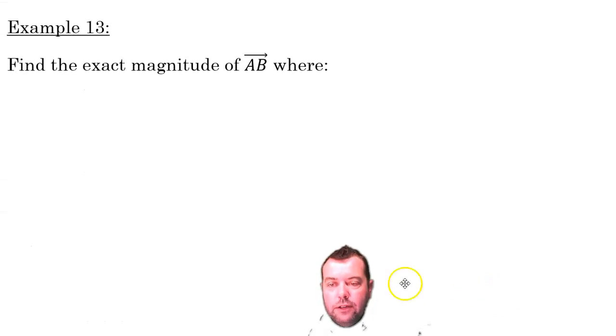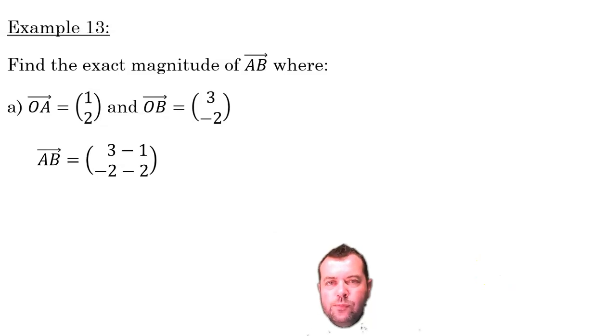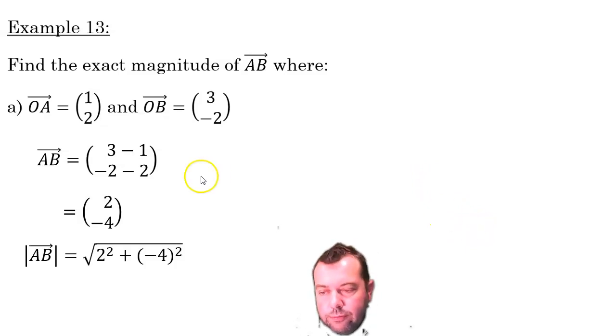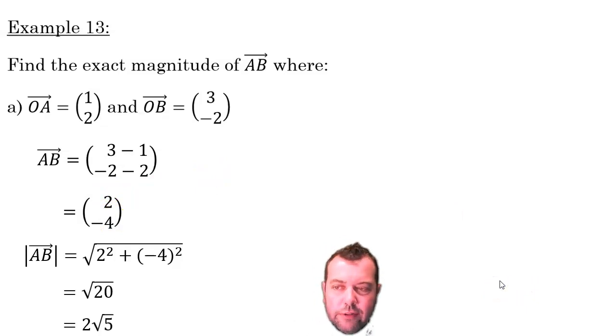Now, the exact magnitude of AB if OA is (1, 2), and OB is (3, negative 2). So what I need to do here is find the vector AB, first of all, which is OB minus OA. So 3 minus 1 and negative 2 minus 2 gives me the vector (2, negative 4). That's what AB is. But I want the magnitude of (2, negative 4). So the square root of 2 squared plus negative 4 squared is root 20, which we might write as 2 root 5.